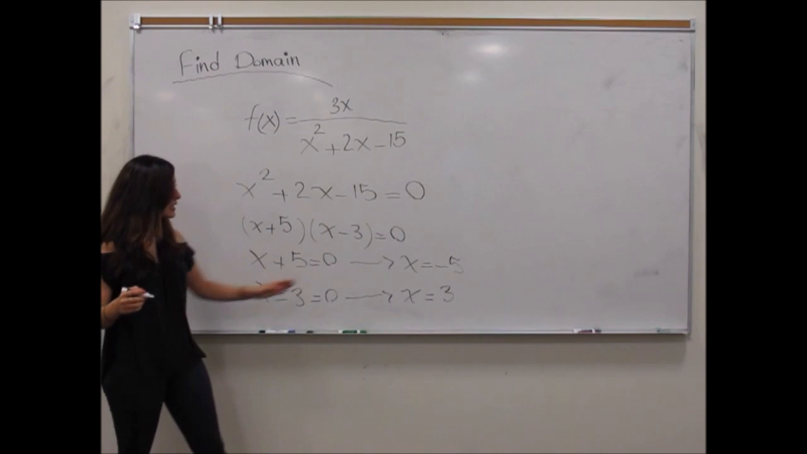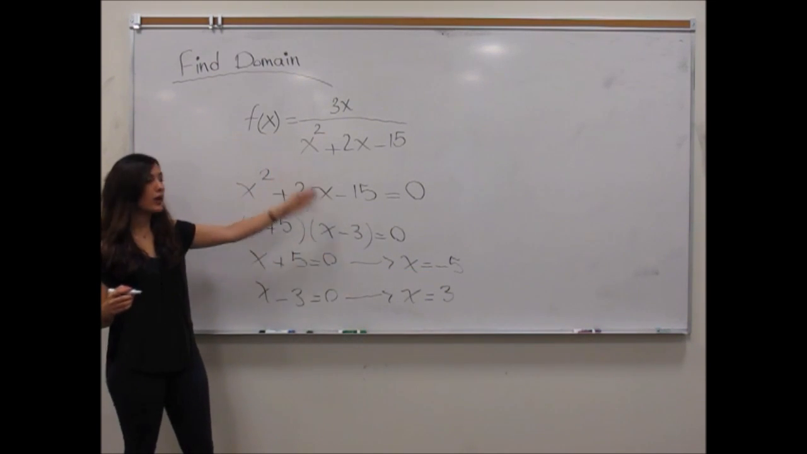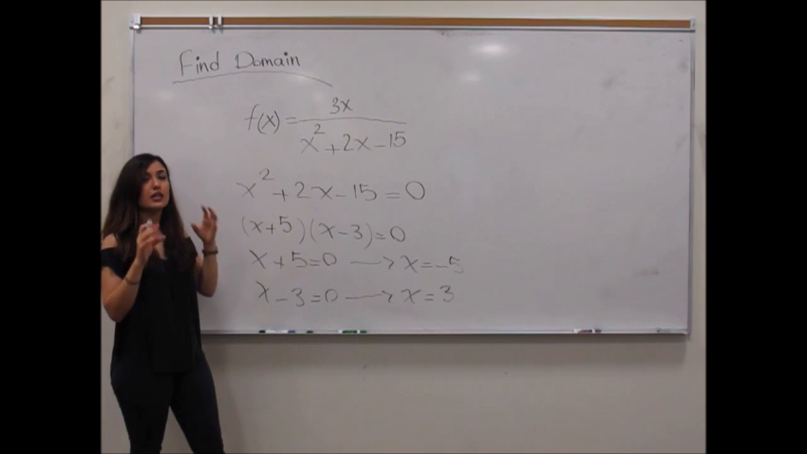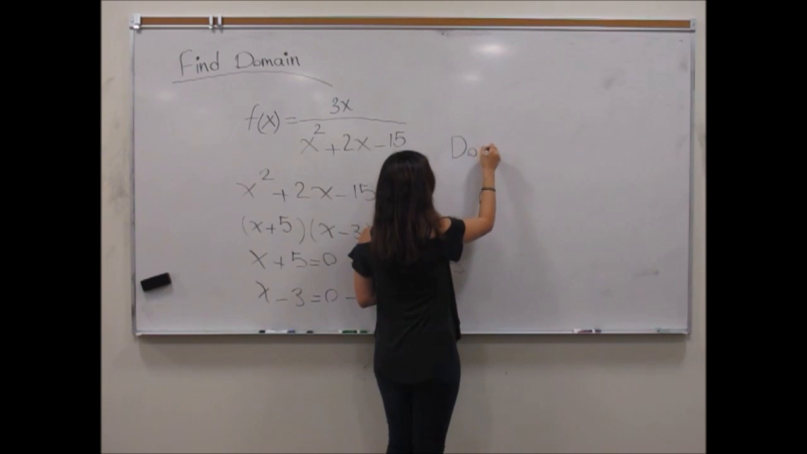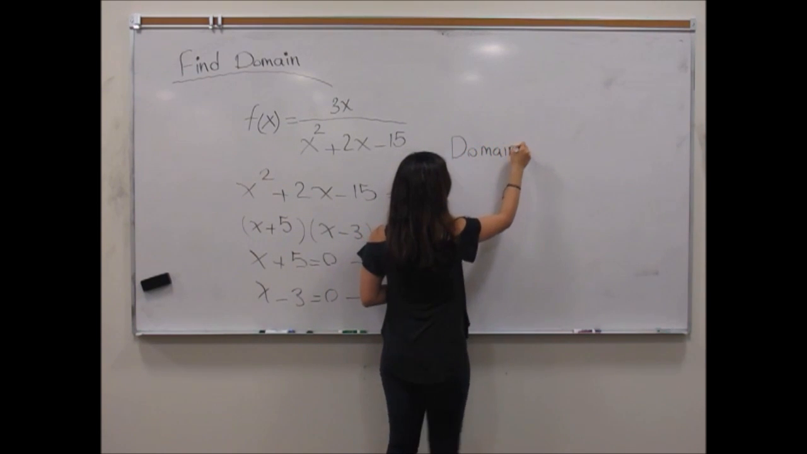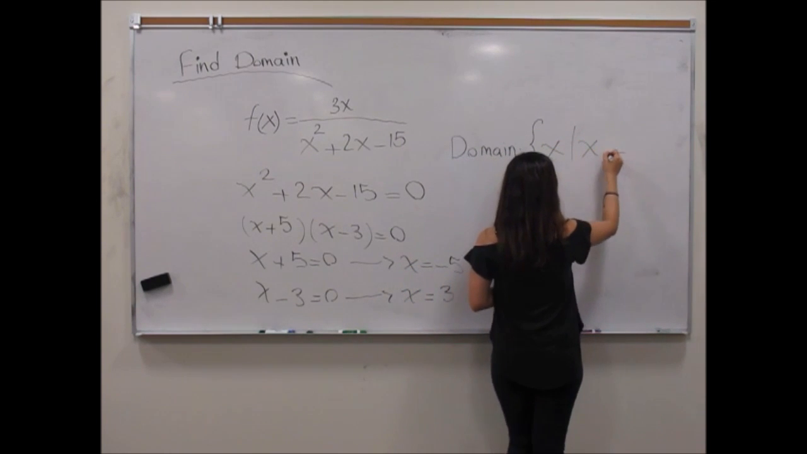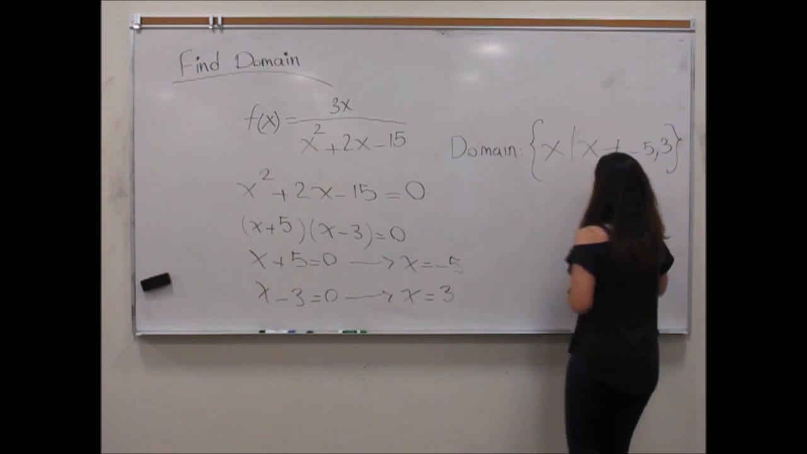So this means that at negative 5 and 3, the denominator is 0, and those 2 points make the function undefined, so they're not in the domain of the function. So the domain of the function is all x such that x is not equal to negative 5 and 3.